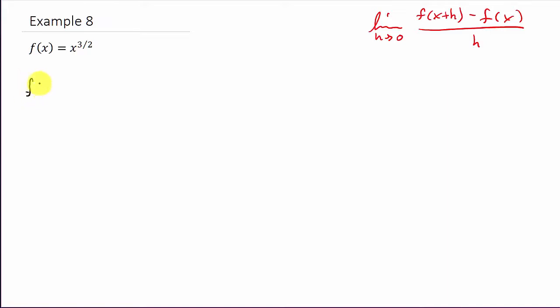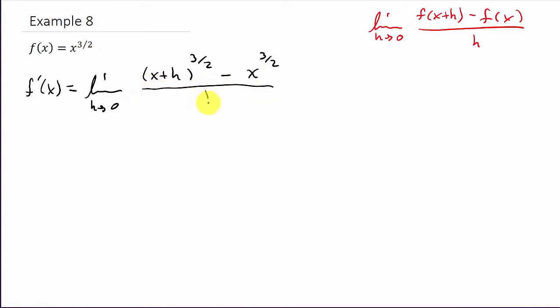So I get f prime of x is equal to the limit as h goes to 0. So this is f of x plus h. So wherever there's an x, I'm going to put the x plus h. So this will be x plus h to the 3 halves minus f of x. Well, f of x is just x to the 3 halves, over h.